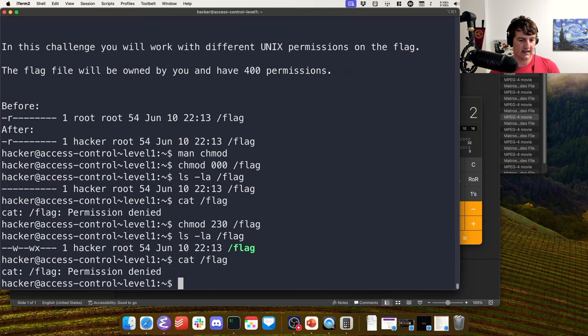Cat /flag, and I can see permission denied. So I could actually overwrite and change this flag. Of course, that would be terrible. I would not want to do that because then I wouldn't get the flag, but I could. I could write to it, and as the group root I can write or execute it, but other people can't do that. So chmod may come in handy to change permissions.